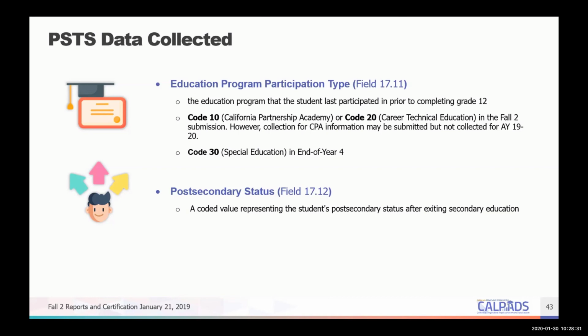However, if you notice, there's another one. It's code 30, which is for special ed. These students will be reported in End of Year 4. So basically, anyone who's CPA and CTE last year, or who completed high school last year, should be surveyed and will be reported for Fall 2. Anyone who were completers last year who are special ed should be reported in End of Year 4. And then, of course, the last field is the post-secondary status, which identifies basically the result of the survey that they answered.